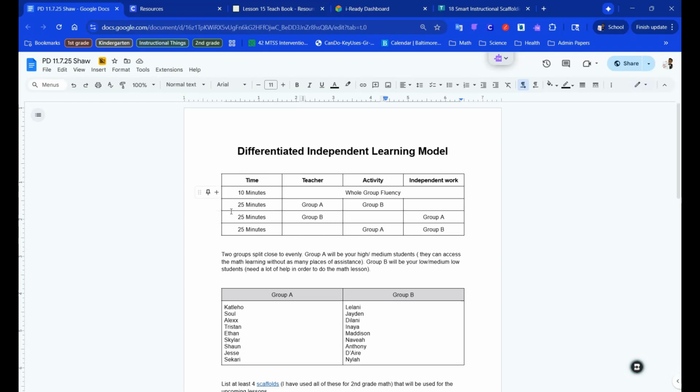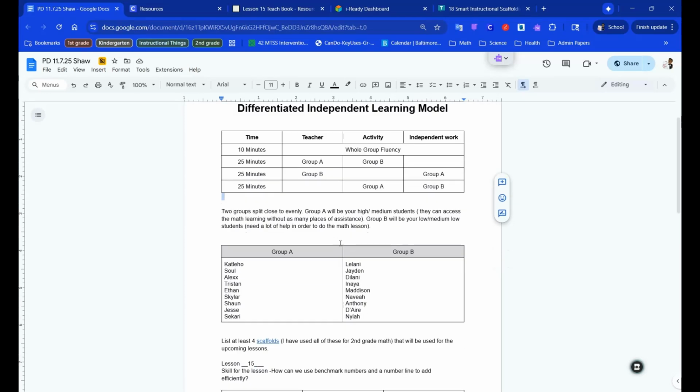Now, we did a small group. Everybody's good. I got through that lesson in 85 minutes because I'm not chasing the behaviors of my friends in Group B who are struggling to access the learning, and then Group A is bored. Everybody gets what they want and what they need in this model.